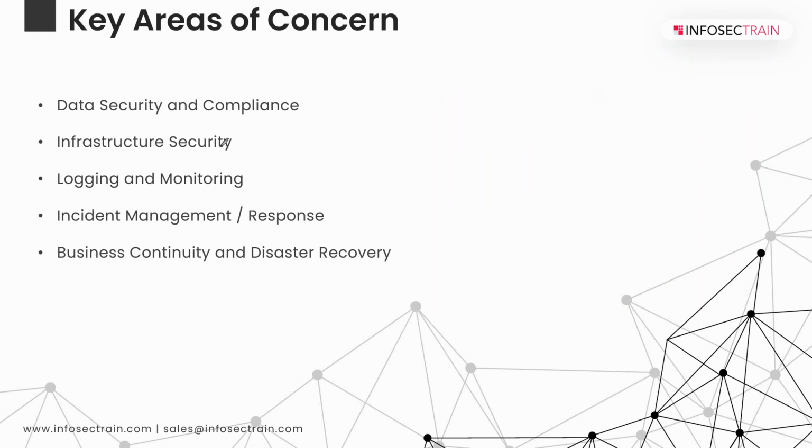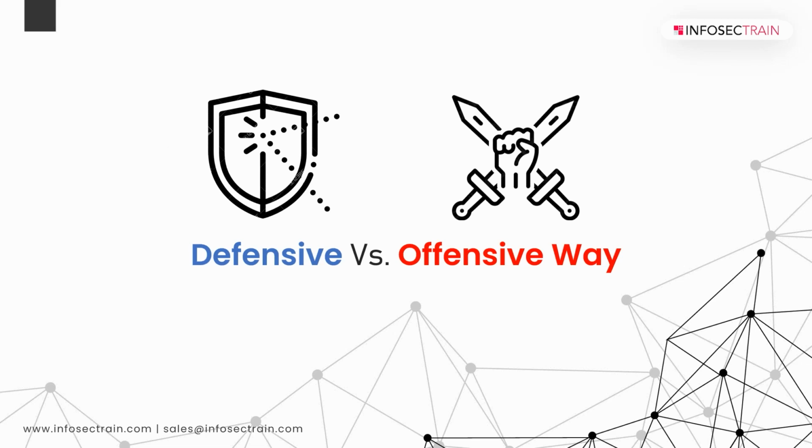We'll basically talk about something called the defensive and offensive way of security. It's very interesting, actually. When people come to me for AWS security or AWS pen testing, the first thing they ask me is, Krish, where to start or what to start? What is this difference?